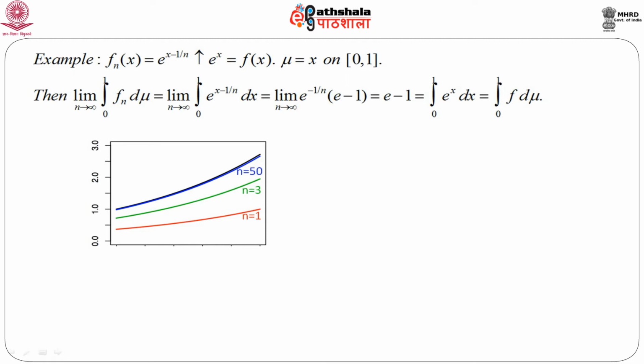Now, let us demonstrate this diagrammatically. For n = 1, this red curve is giving us this f_n(x). Now, when we increase to n = 3, this green curve lies above the red curve, that means it is increasing. This says that as n increases, the function is also increasing, and for n = 50, we get a blue curve which is again lying above the green curve, that means again increasing in n.